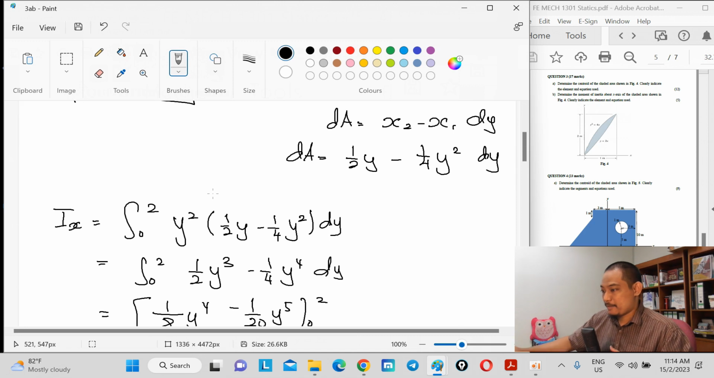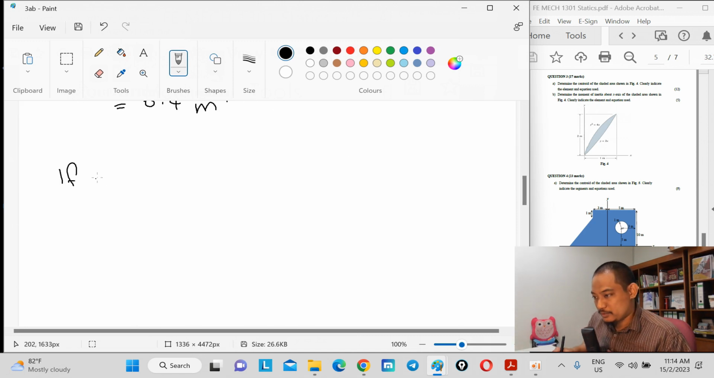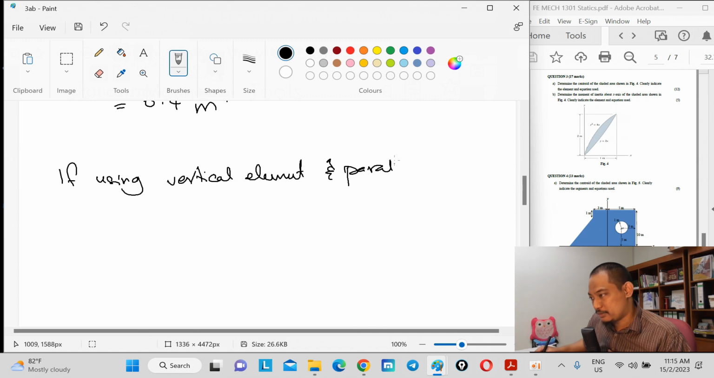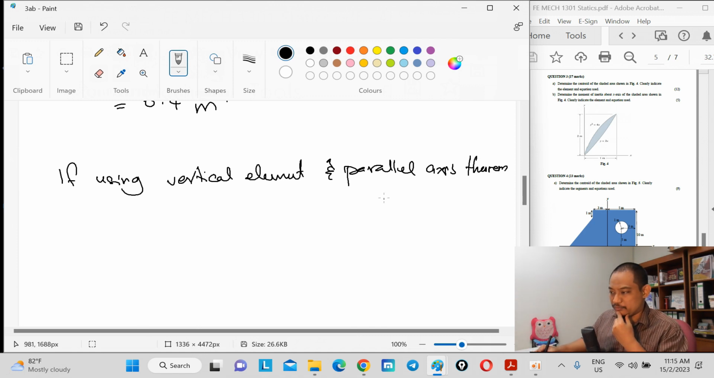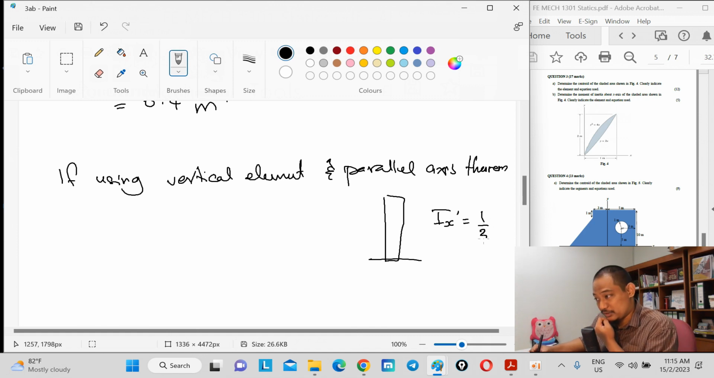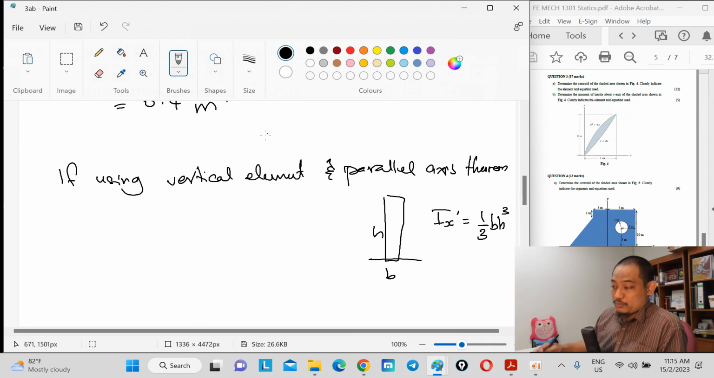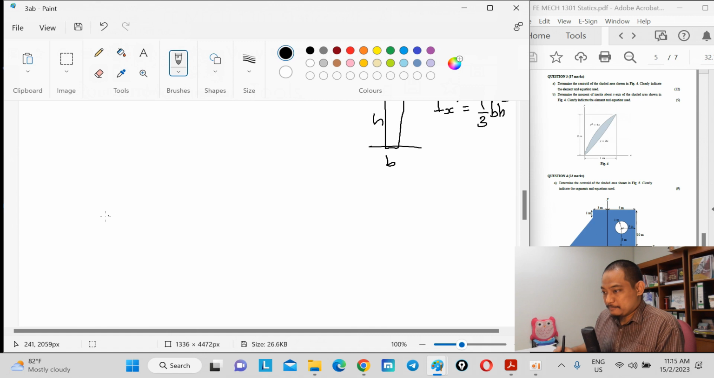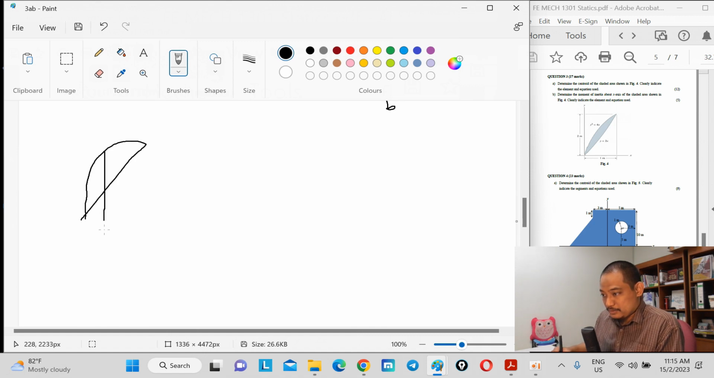So, for example, using vertical element and parallel axis theorem. What the parallel axis theorem says is, if this is at the axis, then Ix is 1/3 bh cubed, right? If this is b and h, so if you want to use this one, you have to use composite, meaning that if you use vertical element, it will be like this.